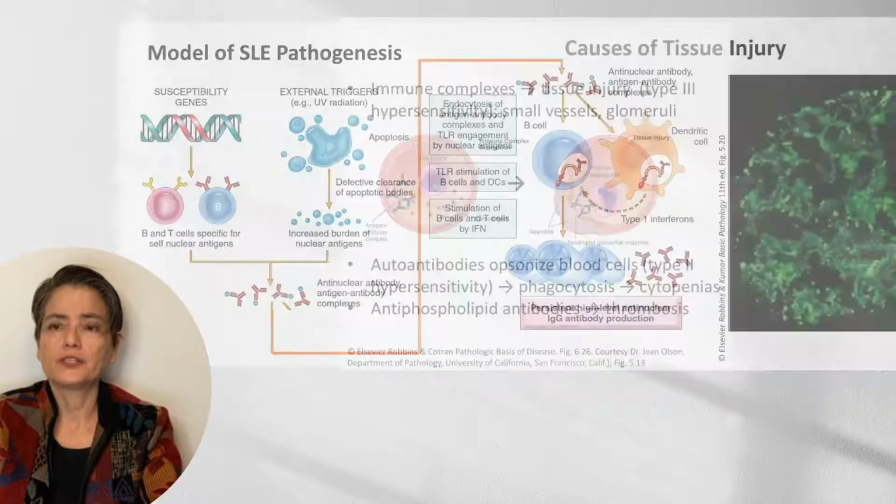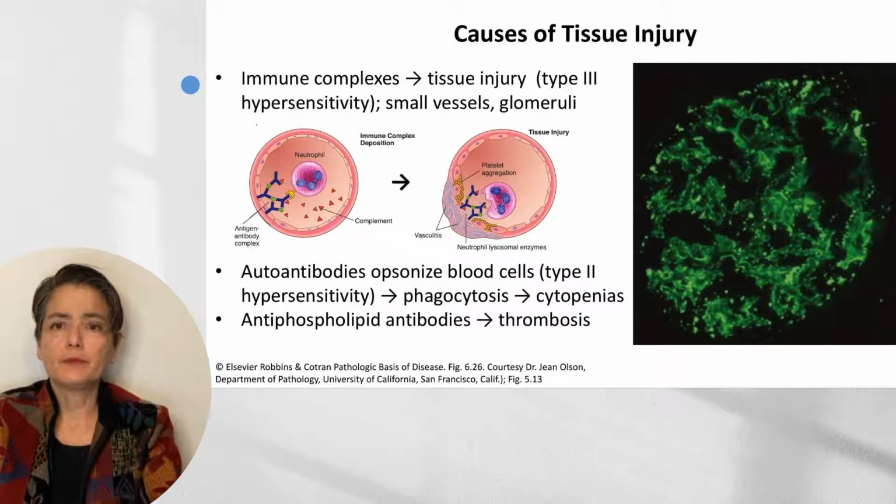So how does this result in the findings that we see in the disease? How does this cause the pathology? So tissue injury can be caused by immune complexes, which are deposited in tissue, particularly in the small vessels and glomeruli. This is going to be type 3 hypersensitivity because they're immune complexes.